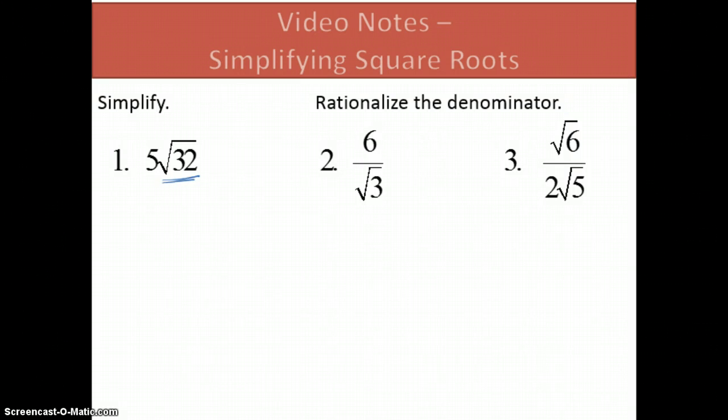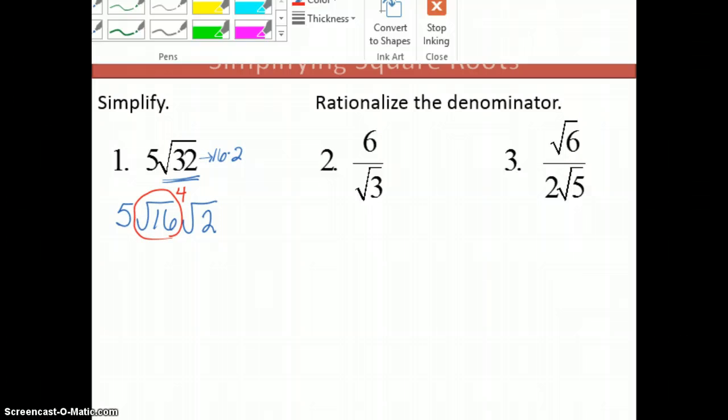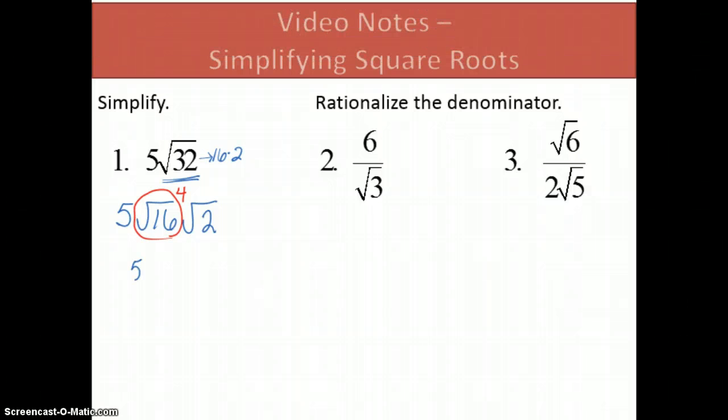So we know that the square root of 32 can be broken into a perfect square, and the biggest perfect square that goes into 32 is 16. So this is 16 times 2. So we're going to split this up into square root of 16, square root 2, and this little 5 is just staying out front. And then hopefully we all recognize very quickly why we did that, because the square root of 16 is 4. And so now we have 5 times 4 times the square root of 2. 5 times 4 is 20, so we have 20 root 2.